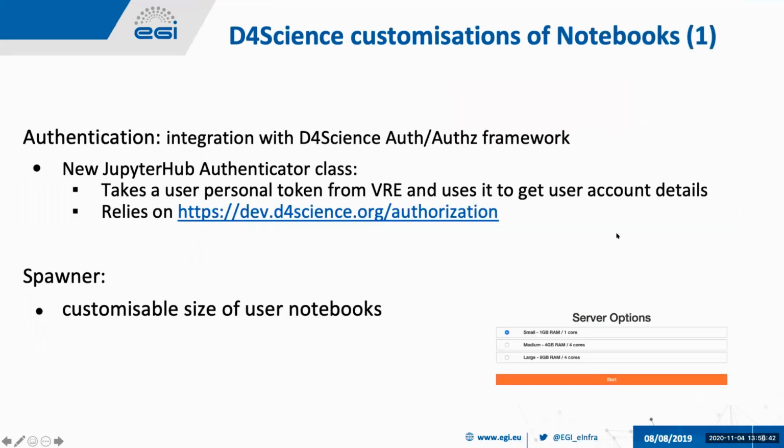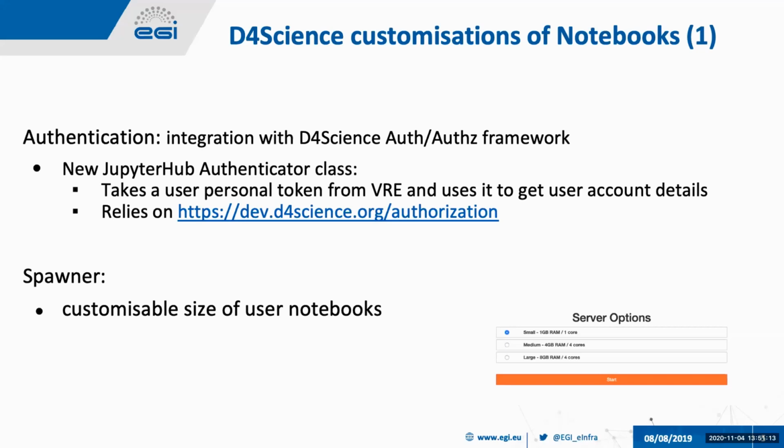So describing a little bit in detail what are the customizations that have been done for notebooks. For the authentication, there is the integration with the authentication authorization framework for D4Science. In order to do this, a new JupyterHub Authenticator class has been created, which takes the user personal token from a virtual research environment, and uses this to get the user account details. I put the link here on the framework that has been implemented in D4Science for this.